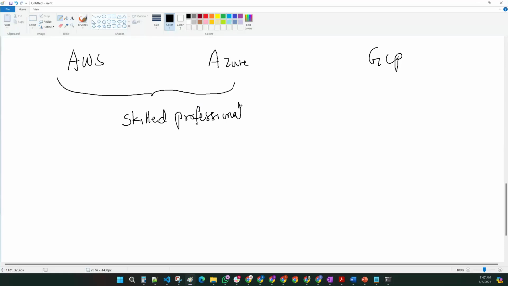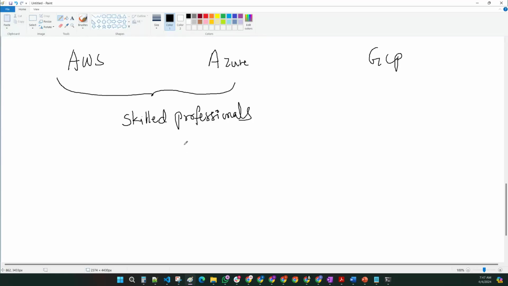Will advanced Java and advanced GCP be included in this 499, or do we need to pay some other amount? That is different, guys. The advanced course will start after that. That is different. So skilled professionals are already available in AWS and Azure.